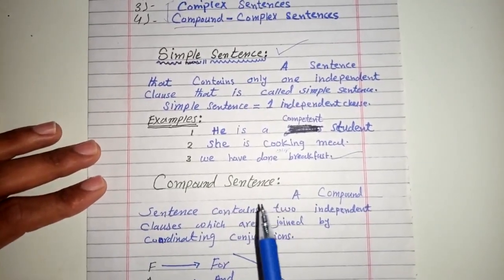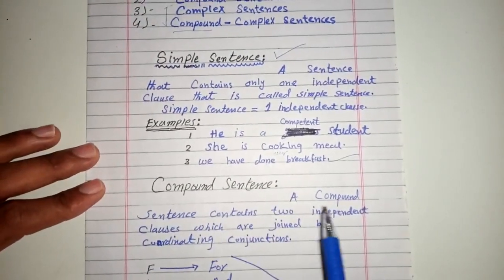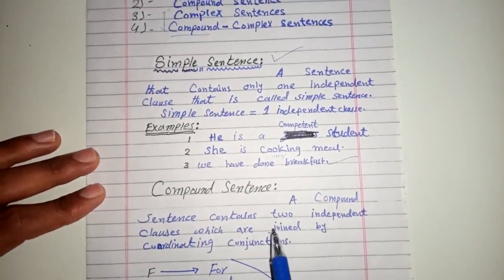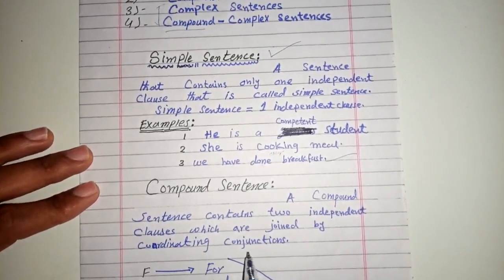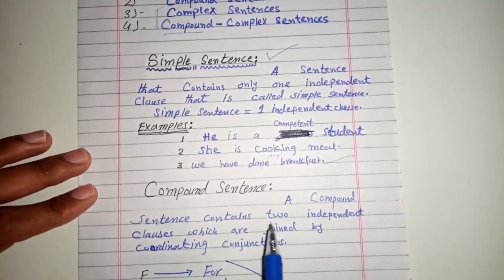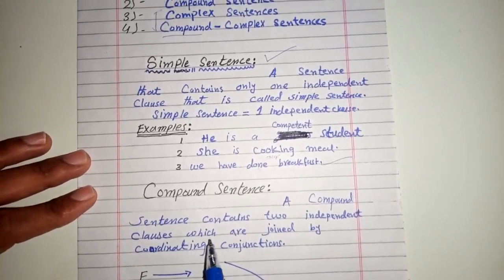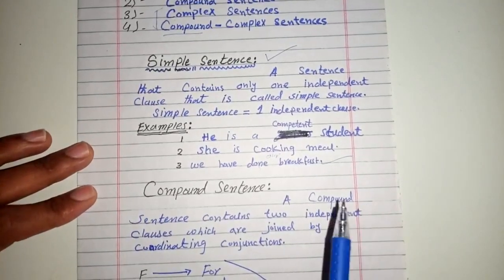So guys, I'm going to describe another type, that is a compound sentence. A compound sentence contains two independent clauses which are joined by a coordinating conjunction. I told you about clauses. You have to watch that video.